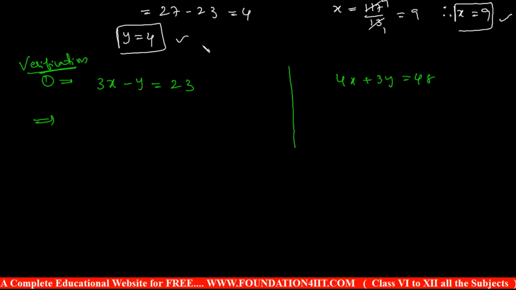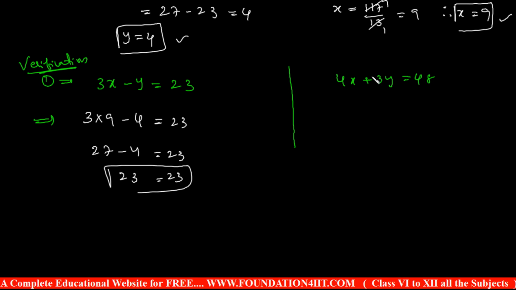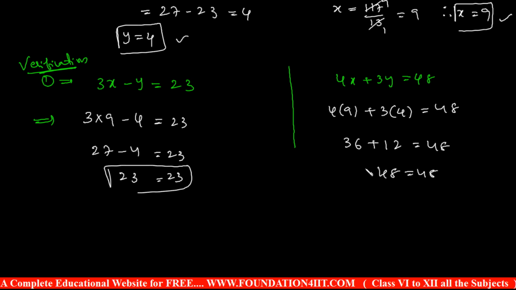That means 9 comma 4 will satisfy this equation. x is 9. So 3 into 9 minus y value is 4. 3 9s are 27 minus 4 is 23. Yeah, the same, RHS is also 23 only. Right? Now this 4x plus 3y is equal to 48. So 4 into 9 plus 3 into 4. y value is 4. That is 48 we should get. 9 into 4, okay, 36 plus 12. Yeah, 36 plus 12 is 48. That is equal to 48.